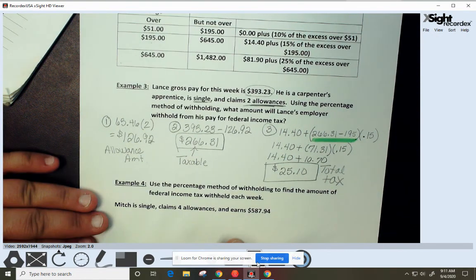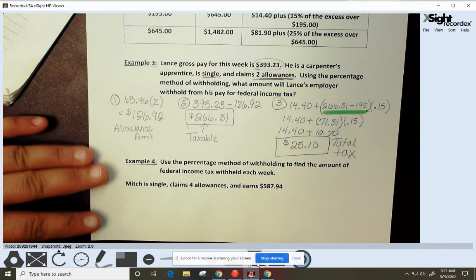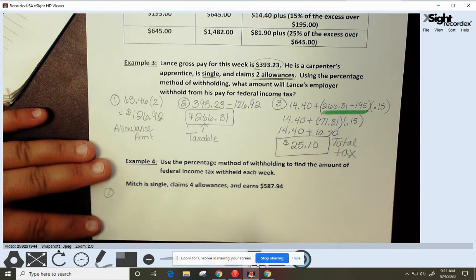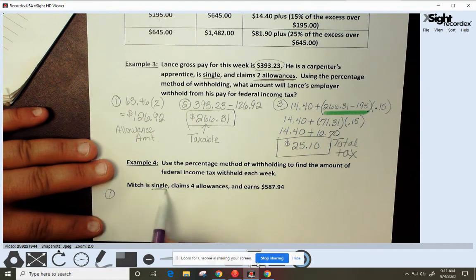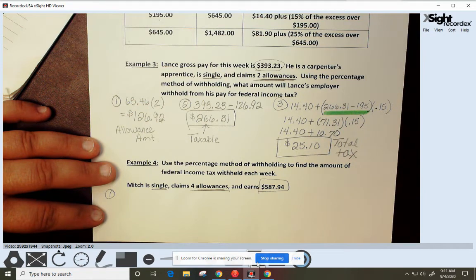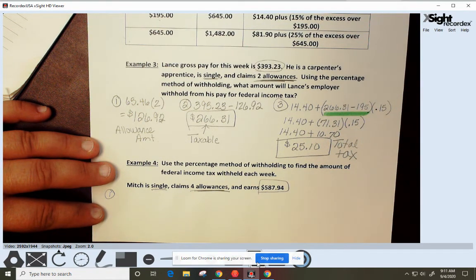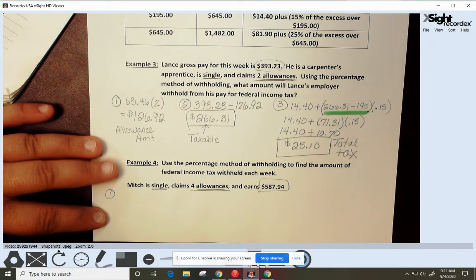Okay. So now then, let's do one more real fast. We can do this real quick now. Step 1. Let's see. Mitch is single. Woo, he's going to get 4 allowances, and this is what he's earning for the week. Your federal income tax is figured on a weekly basis because it can fluctuate depending on whether you work a lot of overtime, or you get off early a lot, or your hours got cut or whatever like that. Okay. And we're going to use the percentage method.